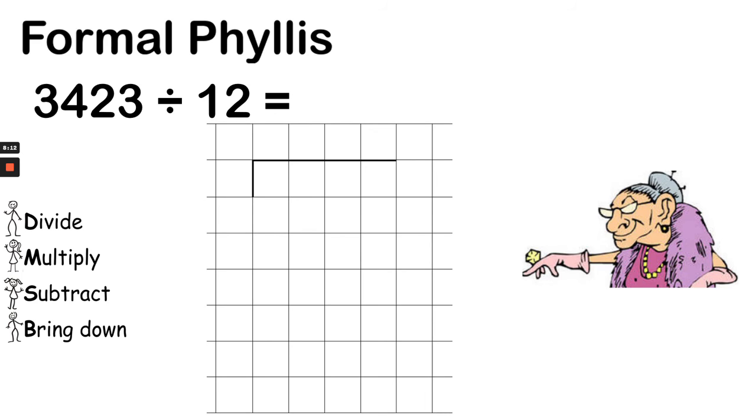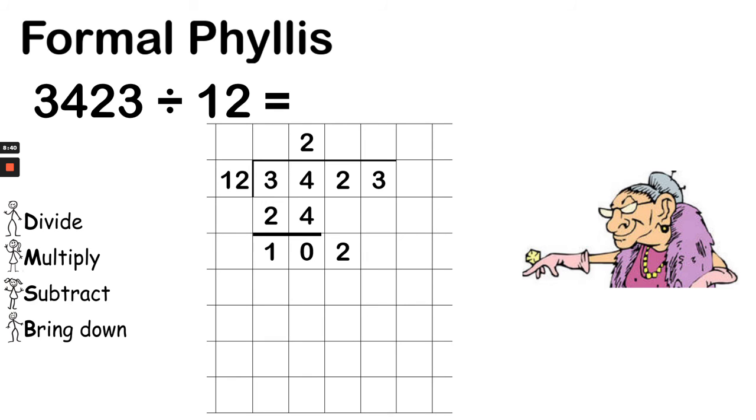Okay, let's have a look. So we set up our formal method. And then Dad says, what is 34 divided by 12? It's 2. Mum says, yes, but 2 multiplied by 12 is only 24. Sister says, don't worry, subtract, find the difference. And brother will bring down the next number in the dividend.